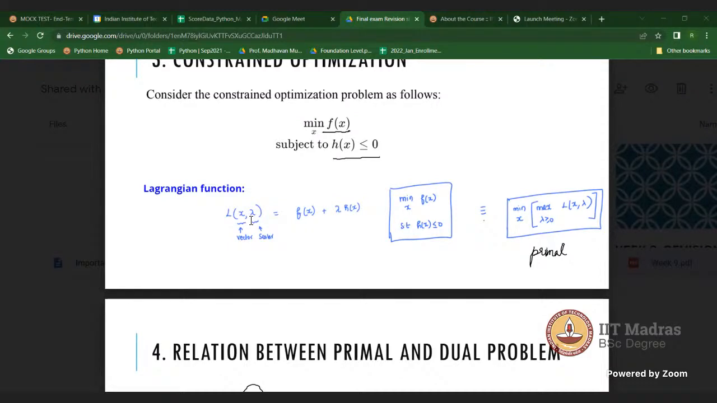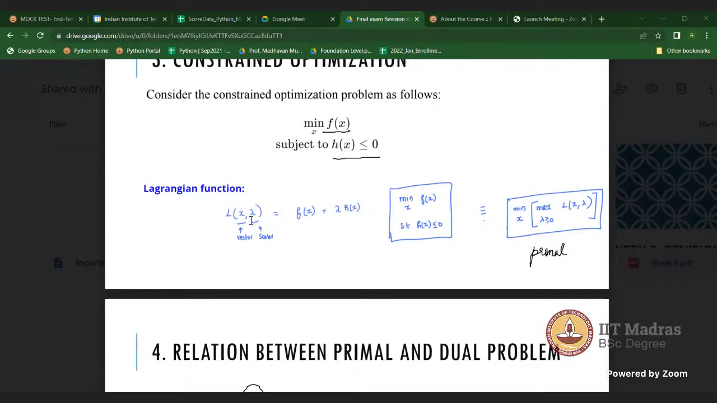So we have two cases here. First, L(x, lambda) equals f of x when h of x is less than or equal to 0. And then L(x, lambda) equals infinity when h of x is greater than 0. Until now is it clear? Yes, sir.